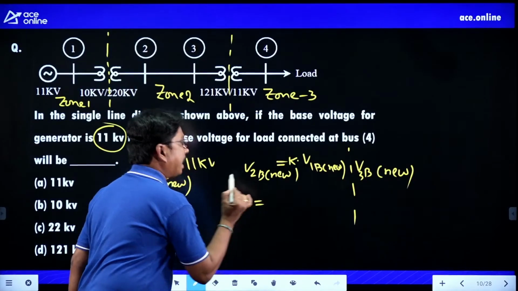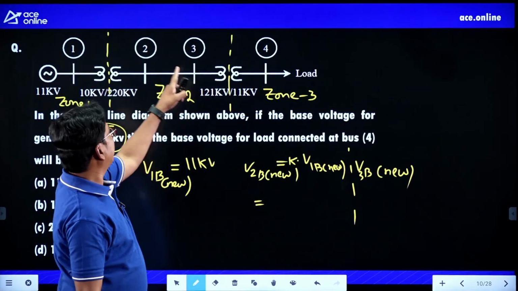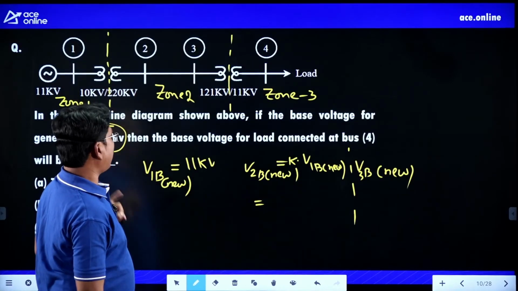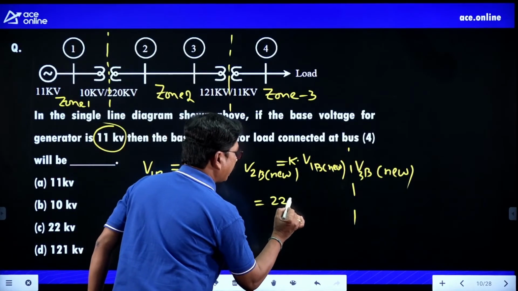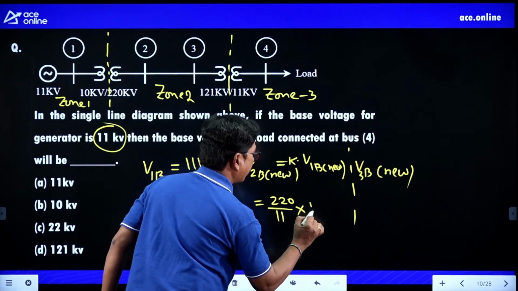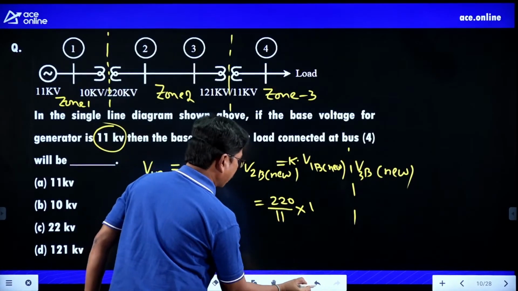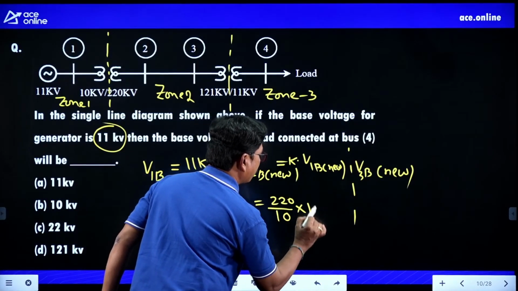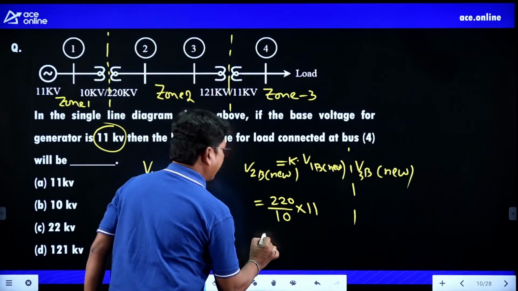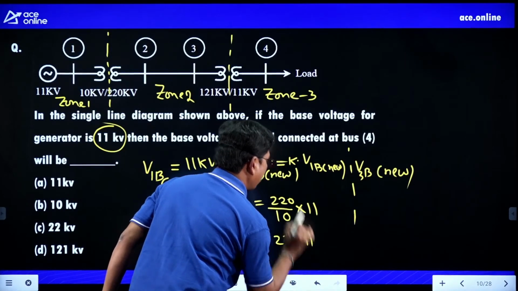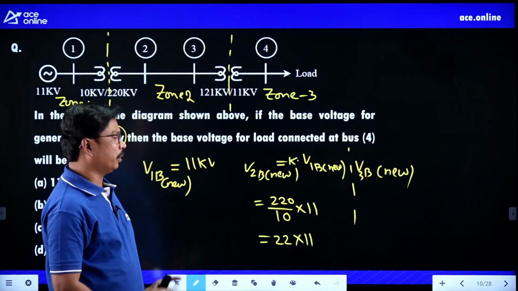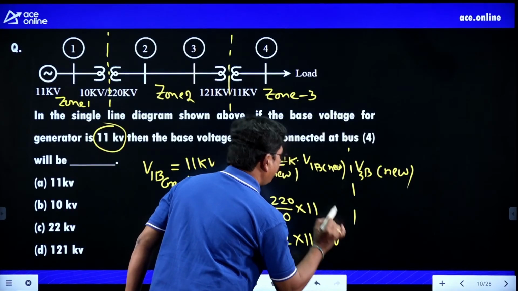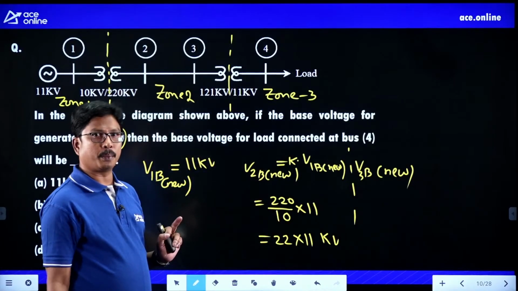Therefore, V2 base new value is equal to K times V1 base. What is K? K will be given by the transformation ratio of the transformer. What is the transformation ratio? It is not 11. It will be 220 divided by 10 kilovolts into 11 kilovolts, so you can write 22 into 11 kilovolts. This is the base voltage in zone 2.